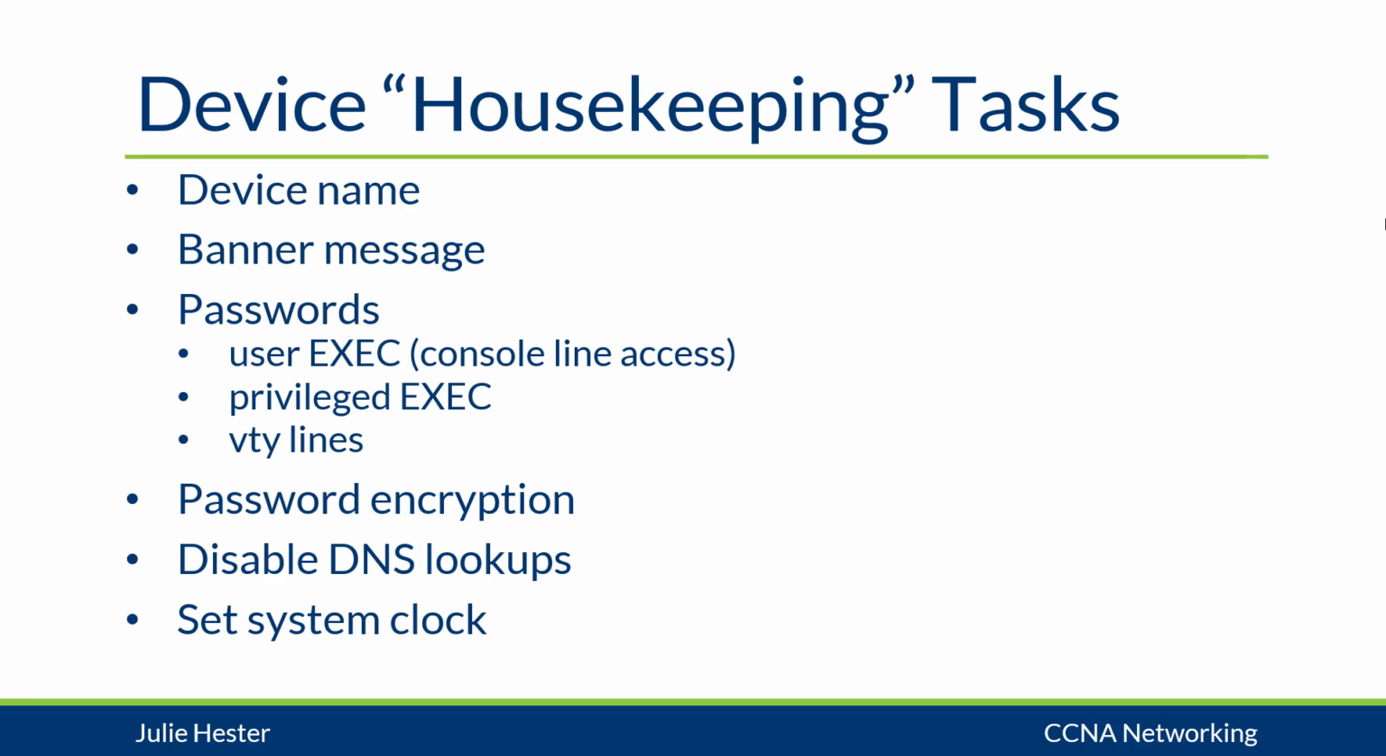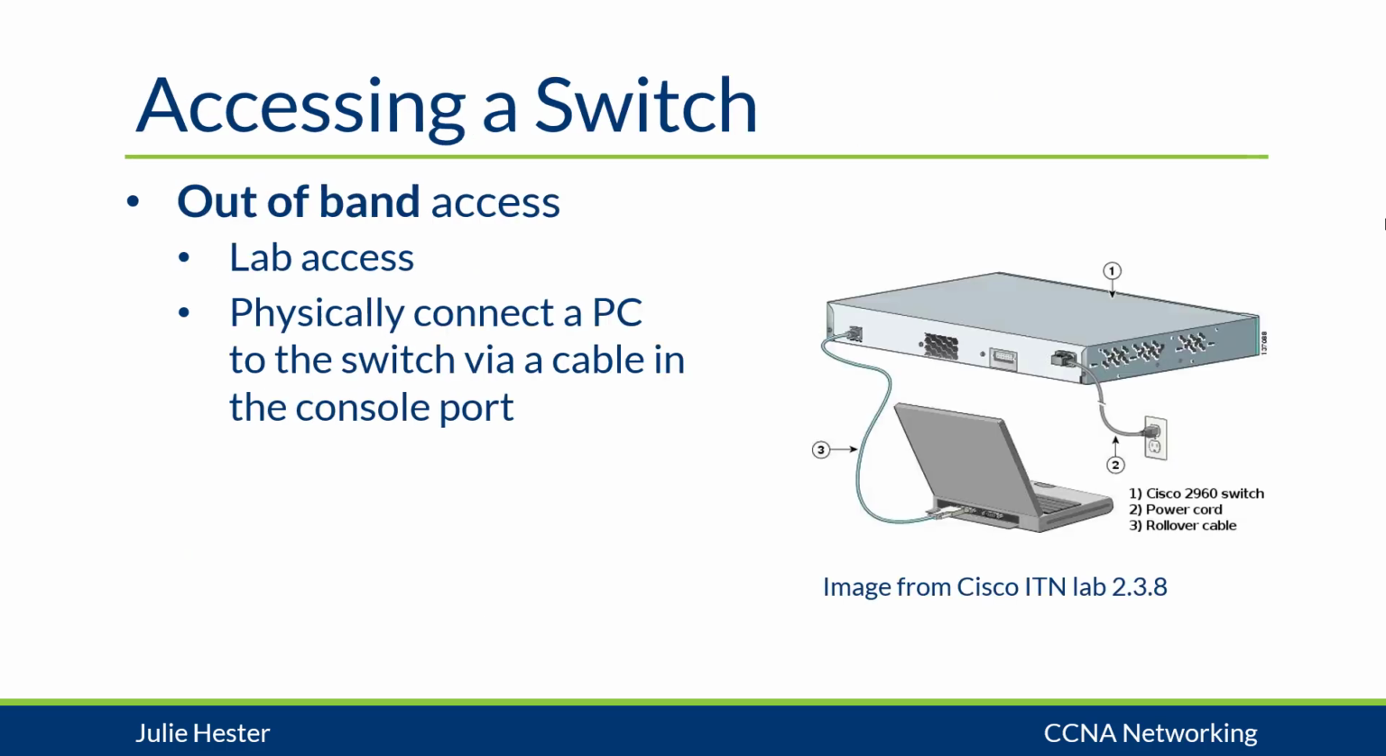Now, when we're working with our switch, there's 2 primary ways we're going to access the switch. The first way is called out-of-band access. And this is what you may do in a lab, where you're going to physically connect a PC to your switch through a cable and the console port. Now, the picture on the right, I've taken from the Cisco Introduction to Networks Lab 238. And in that example, the switch's console port is on the back of the switch. This is going to vary based on what particular switch you have.